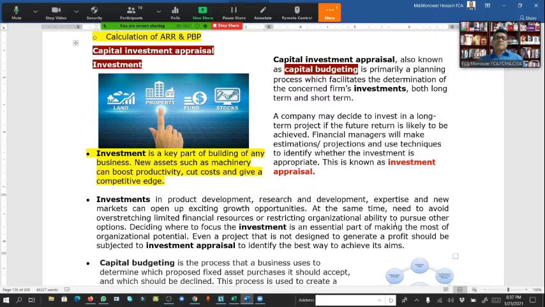Capital investment appraisal, also known as capital budgeting, is primarily a planning process which facilitates the determination of the concerned firm's, that means the company's, investment, both long-term and short-term. A company may decide to invest in a long-term project if a return in the future is likely to be achieved. As a financial manager, we will make the estimation, projection, and use the techniques to identify whether the investment is appropriate or not. And this is known as investment appraisal.